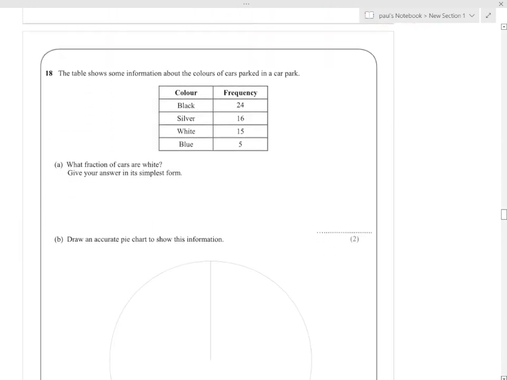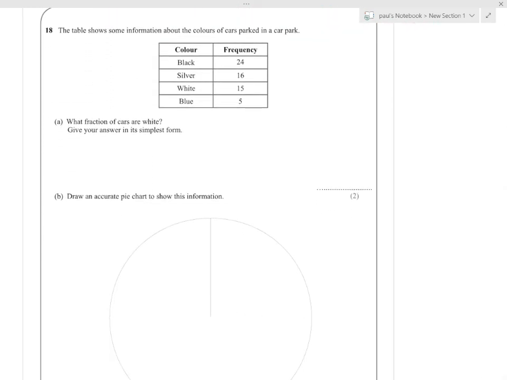Oh, we'll come back to blue, to red. Who knows what we're doing? Right. The table shows some information about the colours.